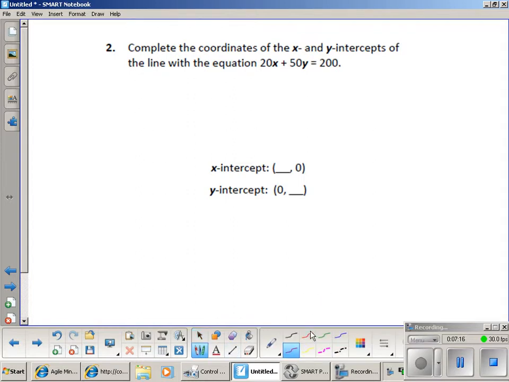We're given this equation. Complete the coordinates of the x and y intercepts of the line with the equation 20x + 50y = 200. I'm going to rewrite it over here. They even give us a little hint as a reminder about the x-intercepts and the y-intercepts. Anytime we have an x-intercept, we know that the y value at that point is 0.